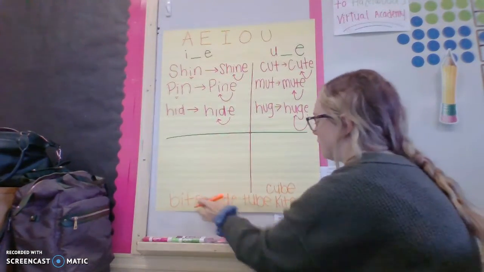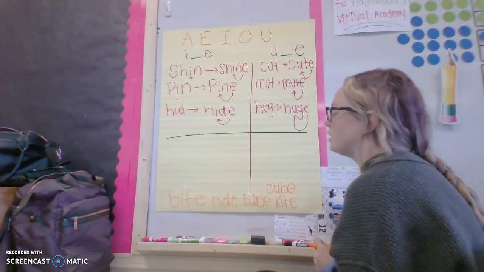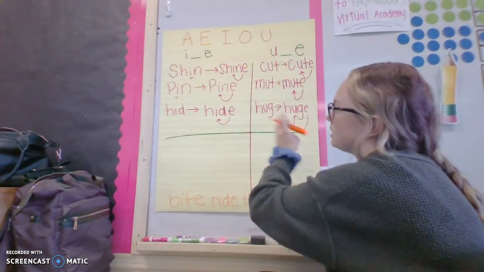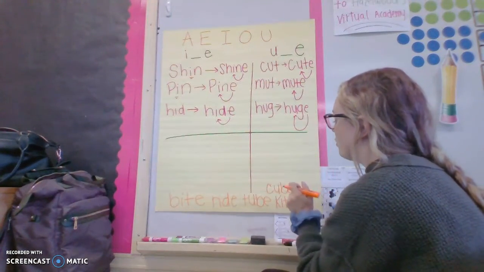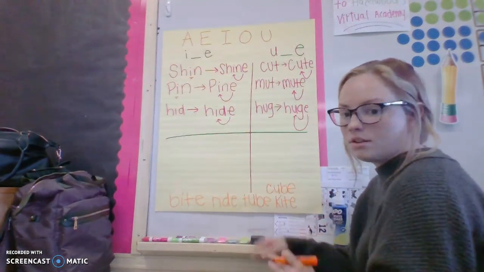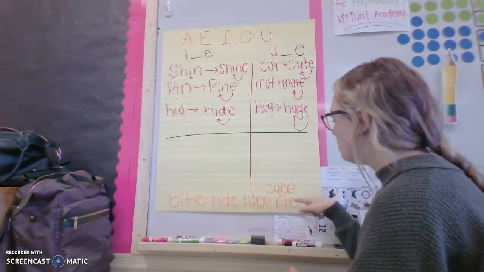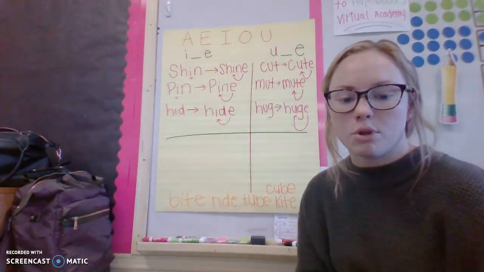So you have 1, 2, 3, 4, 5 words that I want you to sort. Do they go under the pattern of having a I vowel, consonant, silent E? Or do they go under the pattern of having a U vowel, consonant, and then a silent E? So the words are bite, ride, tube, cube, and kite. And I want you to sort them just like we did together. And then upload a picture of your work.